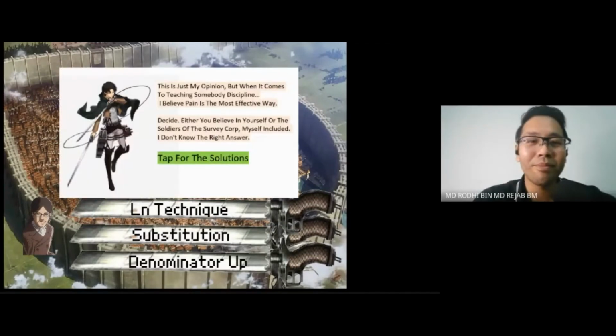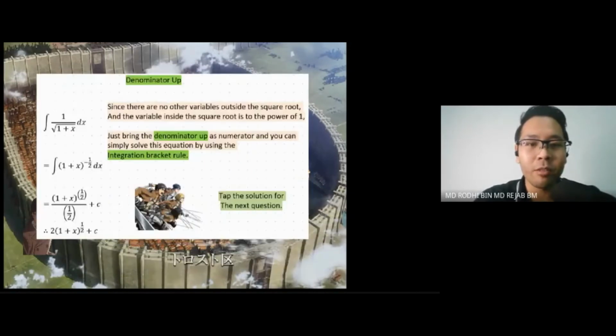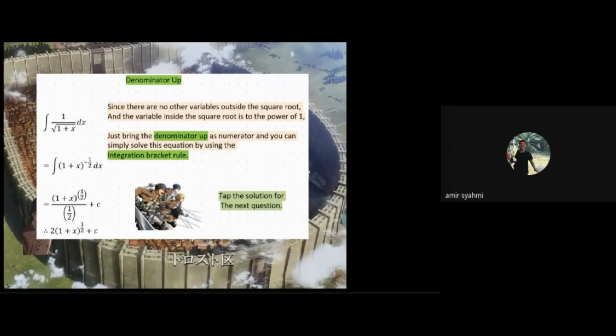Why is it denominator up? Why not substitution? Because at the numerator, there is no other variable outside the square root, and the variable inside the square root is to the power of 1, so just bring the denominator up as the numerator. You can simply solve this equation by using the integration bracket rule. Just bring it up, then solve as usual. You okay? Okay, sir. Alright.